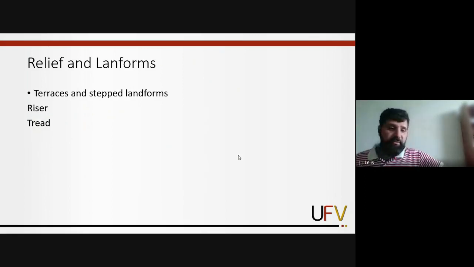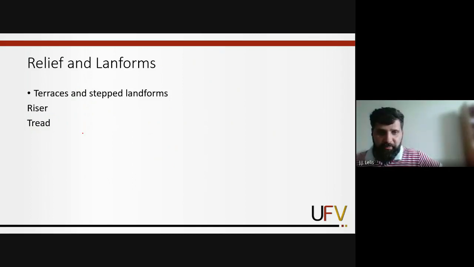We also can describe soils in terraces. It's quite interesting and quite important to describe which kinds of landforms and reliefs we can identify in these areas. And it's quite easy to understand how these terraces could evolve over time.